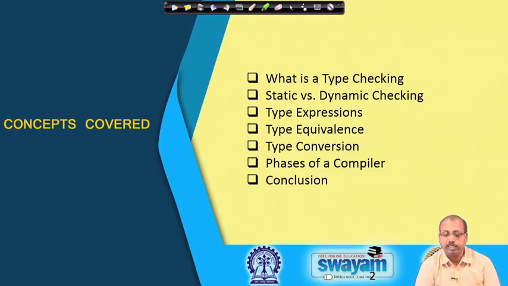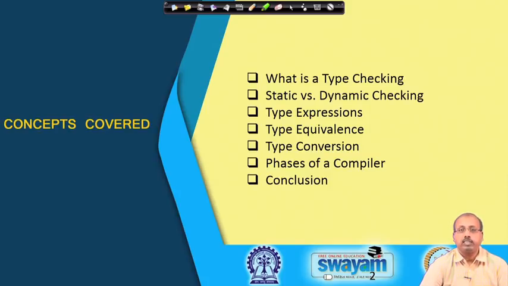We will see what type checking is, that is the first thing. Then this type checking may be static or dynamic. Static means it is done at compile time itself, and dynamic means we do the type checking while the program is in execution. Both have their implications. Most programming languages go for static type checking, but many times we will see that some programming languages allow dynamic type checking.